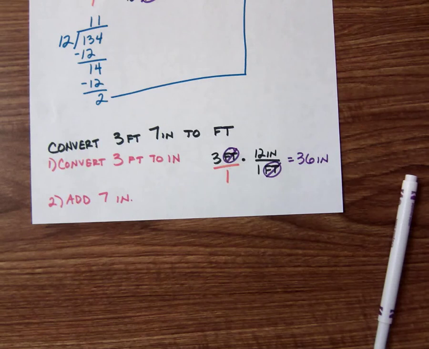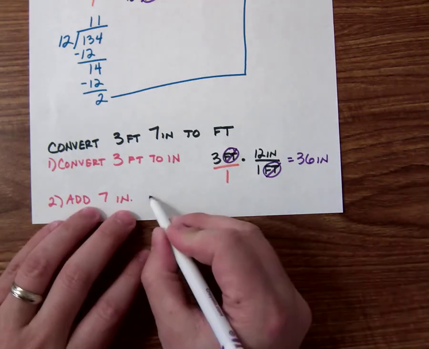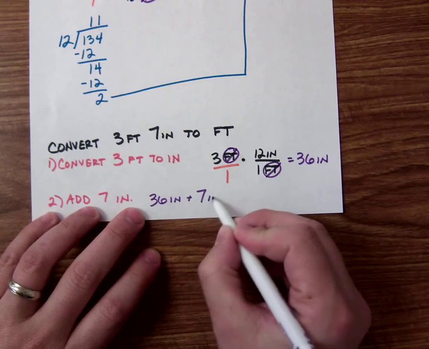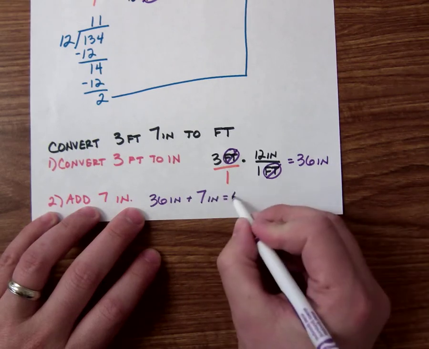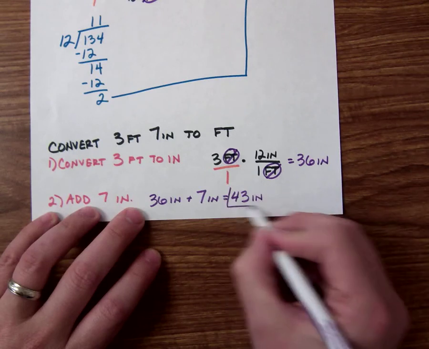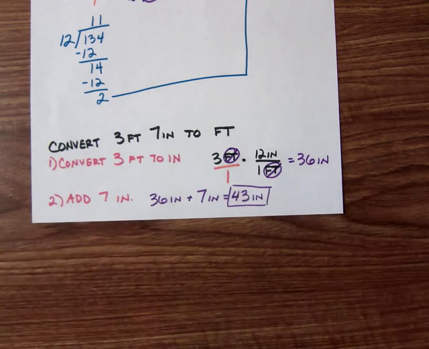So 3 feet is 36 inches, but I didn't want 3 feet. I wanted 3 feet 7 inches. So what do I do? I take the 36 inches and I add the 7 inches. And that gives me 43 inches. And that is my answer, and that's how we do it.